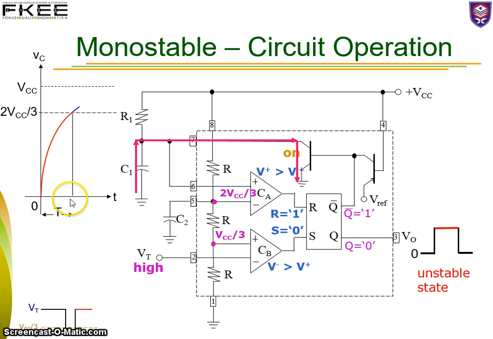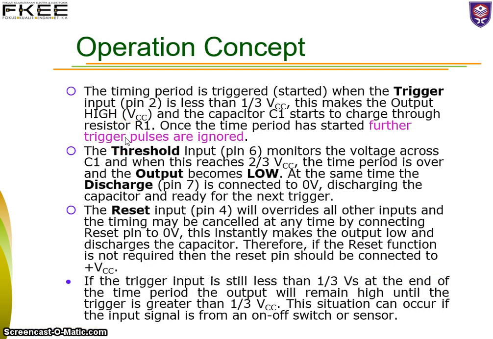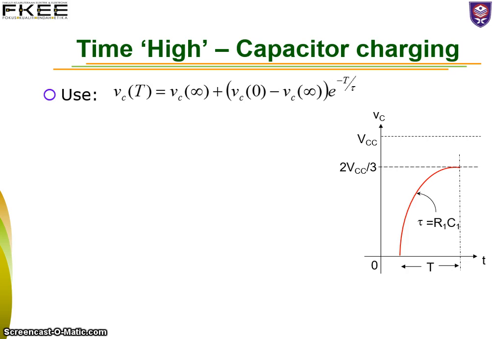The amount of time taken, which is T, is equivalent to the time taken for the capacitor to be charged from 0 until 2/3 of VCC. So this is the time taken, and your time constant will be R1 C1, because just now we charged the capacitor through R1. Okay, this is the operation concept. And to find the time T, we use the equation for the capacitor.